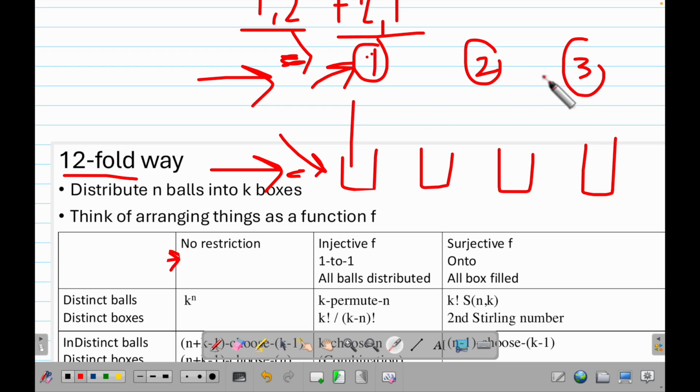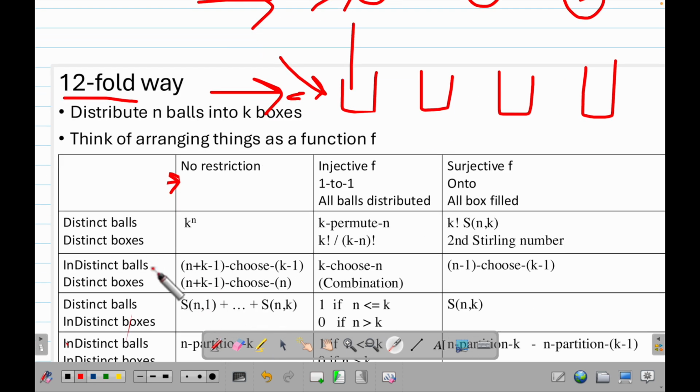Suppose I have 3 balls and 4 boxes. How many ways can I put the balls in the boxes in the first case? I have 4 boxes, right? So this ball has 4 choices. Then what about the second ball? It also has 4 choices, right? Because 3. So 4 times 4, and then 4 times 4 times 4. It's like this. Okay.